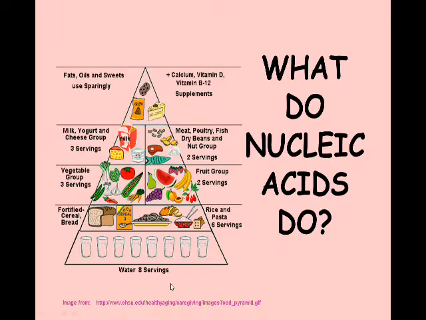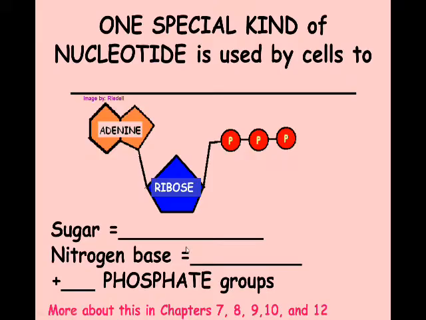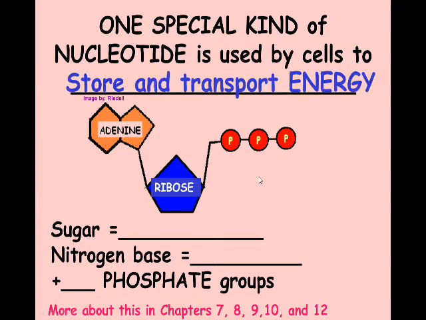What do nucleic acids do for you? First of all, those little building blocks that go together to make a nucleic acid, we use one of those nucleotides to be our energy storage molecule, to store and transport energy. We talked about this molecule back when we talked about dehydration synthesis and hydrolysis. Lose water to make a bond, add the water back to break a bond and release the energy.